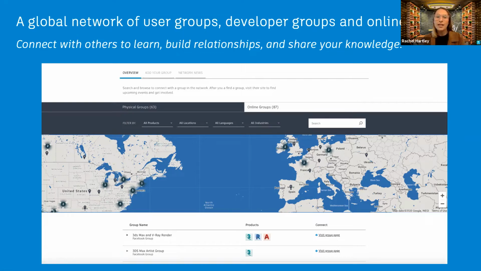So the group network is a global network of our user groups, developer groups, and online groups, where we invite customers and users to connect with others, to learn, build relationships, and share knowledge. So in the network, it covers a wide range of products, industries, languages around the world so that you can find these customer-led groups. Some groups are also led by our partner channels and resellers and even Autodesk employees.